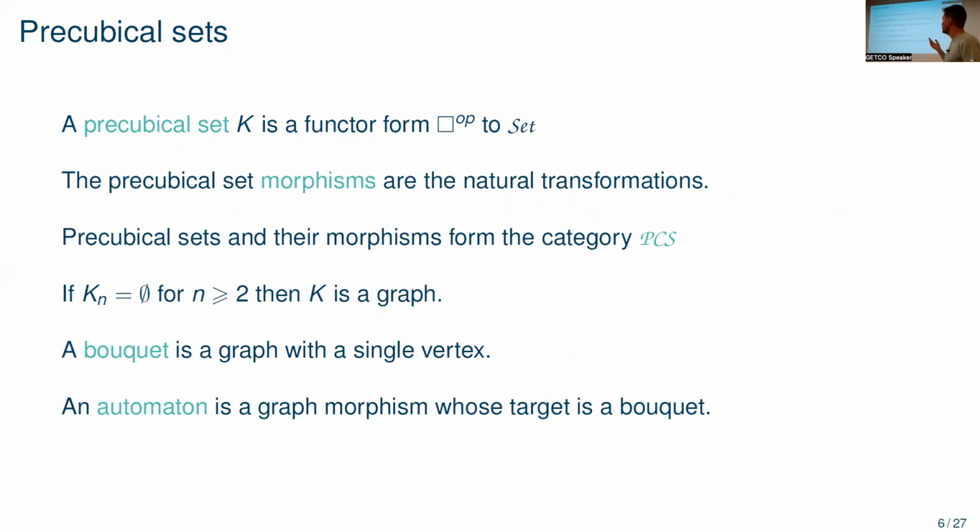So as before, a precubical set is just a functor from the opposite of the category to Set. The precubical set morphisms are just natural transformations. I'm sorry if you are not familiar with this; it's the most natural notion you can imagine. And if you make the hypothesis that there is no element of dimension n for n greater than 1, you just have a graph. A precubical set, from a computer science point of view, should really be called a higher dimensional graph, because that is what it is.